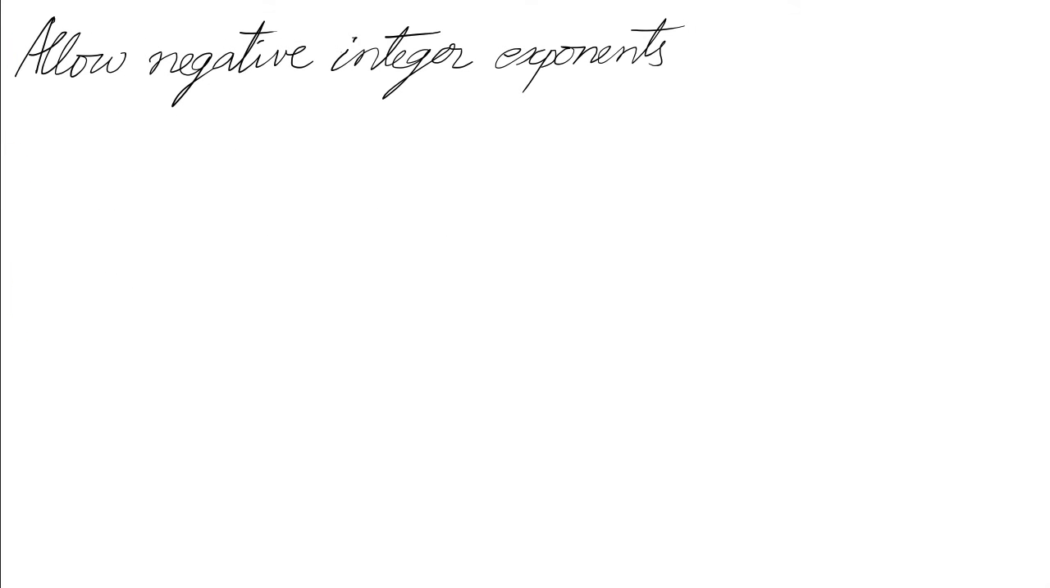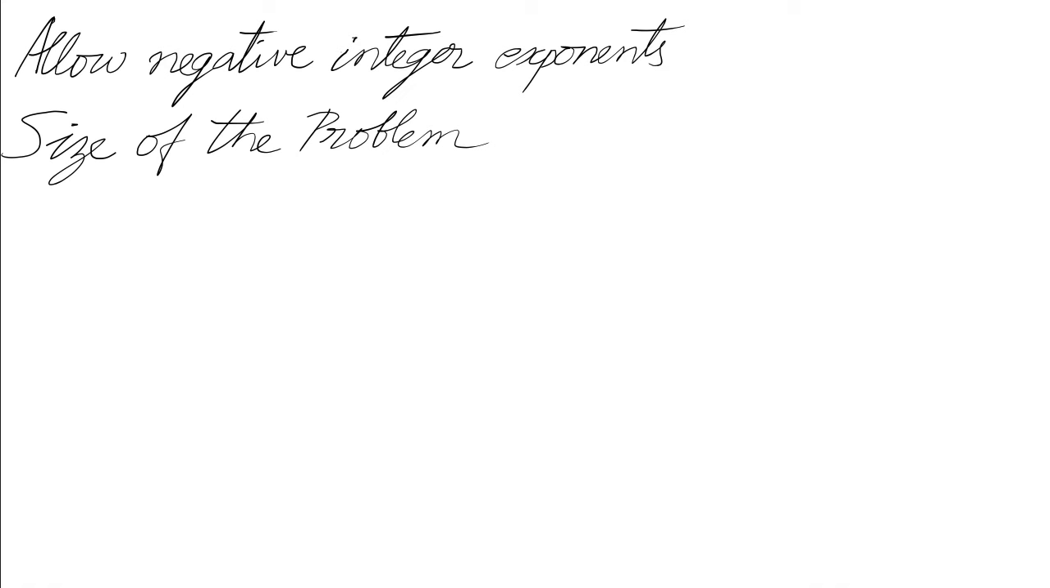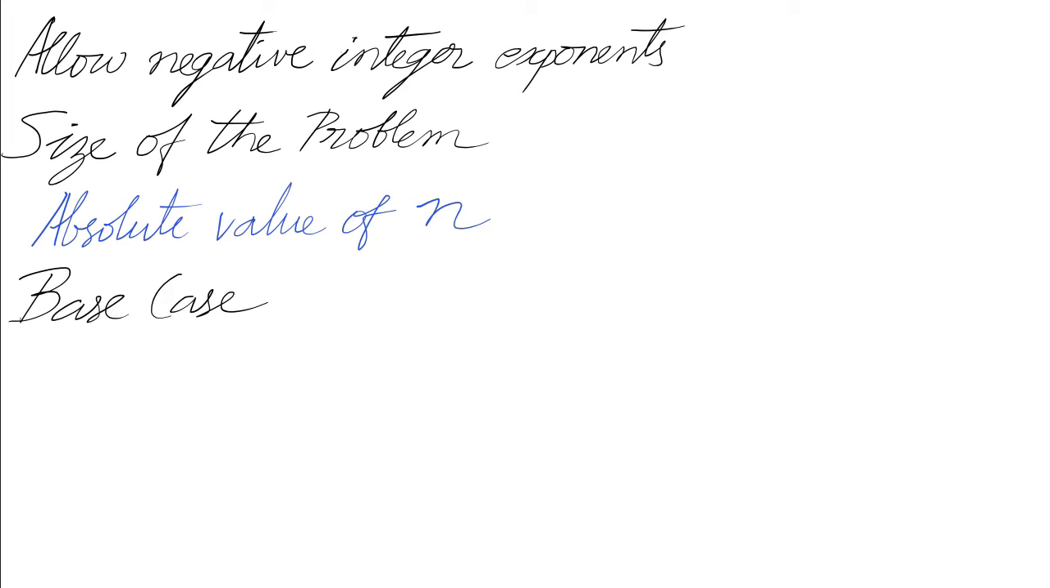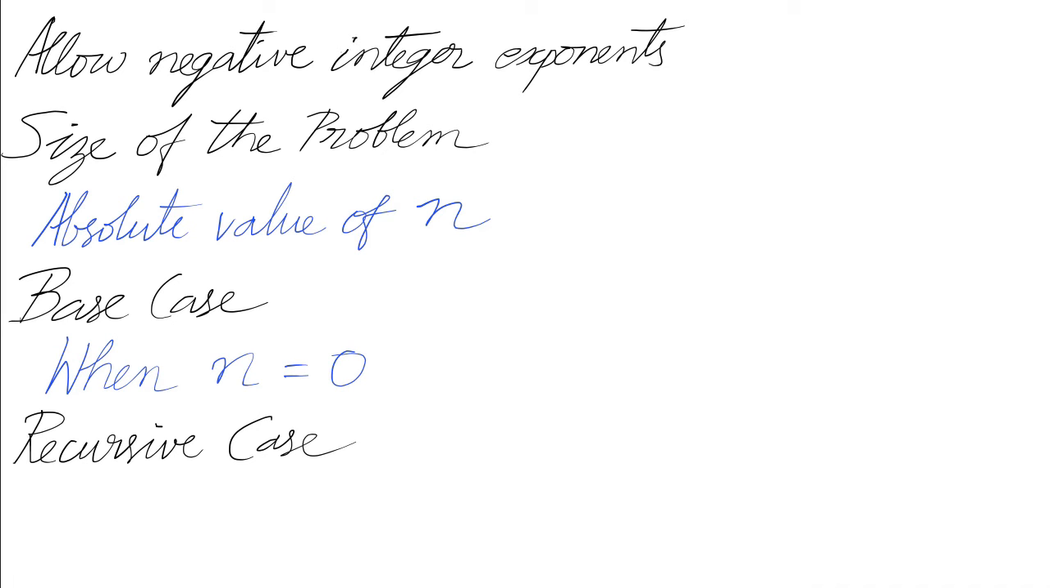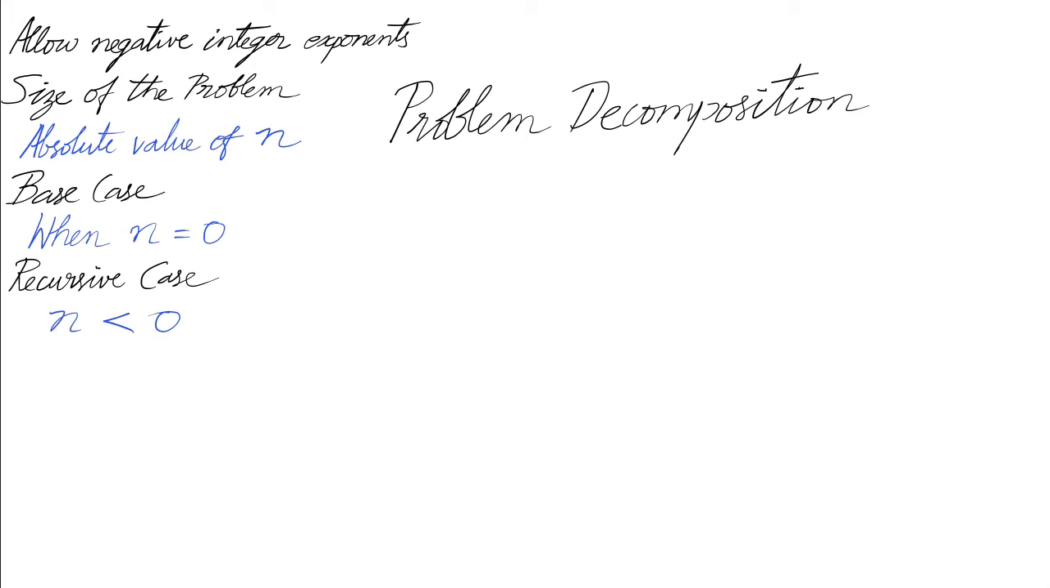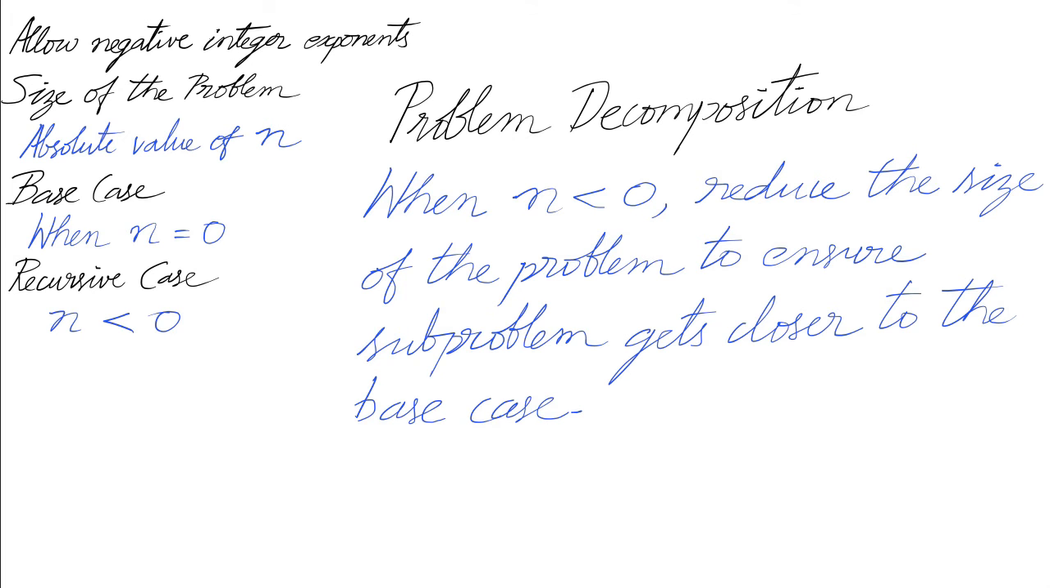We need to allow negative integer exponents. What is the size of the problem? The size of the problem is absolute value of n. We reach the base case when n equals 0. For the recursive case, n is less than 0. Let's look at the problem decomposition step. When n is negative, reduce the size of the problem to ensure subproblem gets closer to the base case. To move towards the base case, we need to increment n.